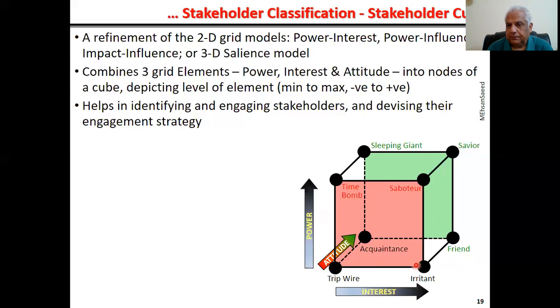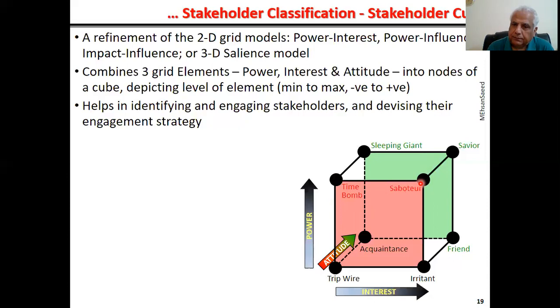And this particular stakeholder, if he with a negative attitude gains power and develops interest in the project, he is going to be your nightmare on the project. He's going to be a saboteur.